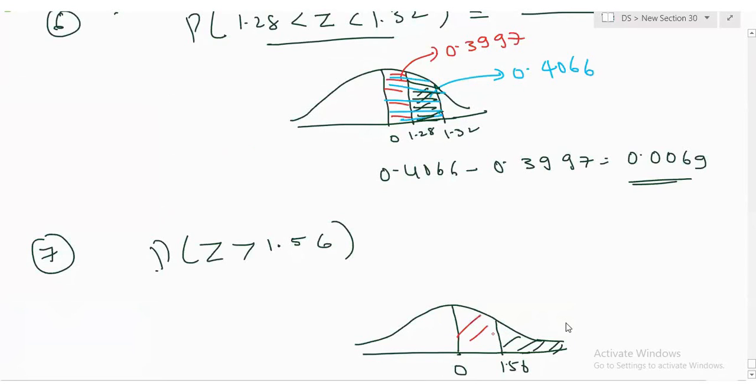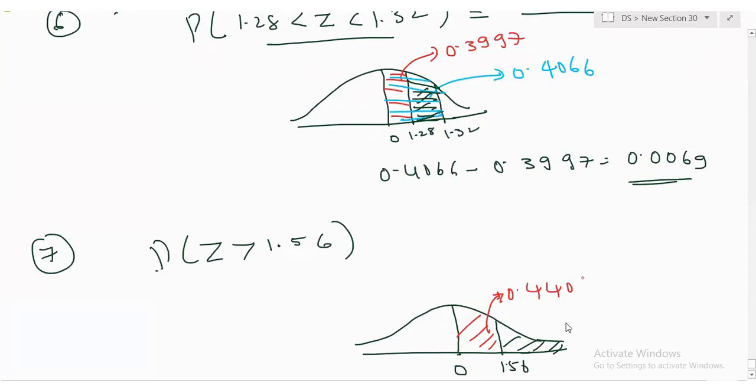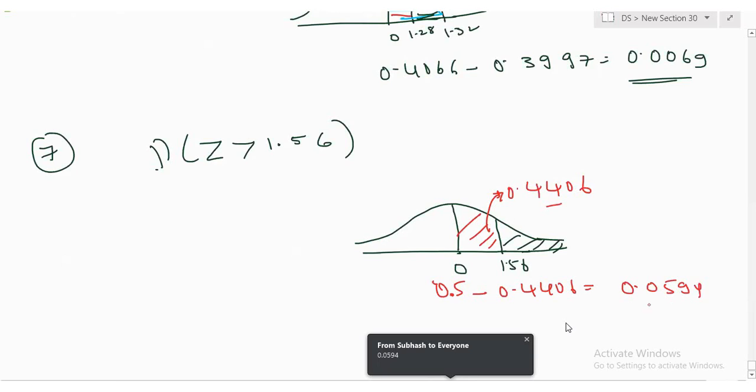0.4406. But what I want is this green piece. I know the total of this side area is 0.5. So 0.5 minus this value, 0.5 minus 0.4406. I think people are saying 0.0594. Agreed? Next problem.